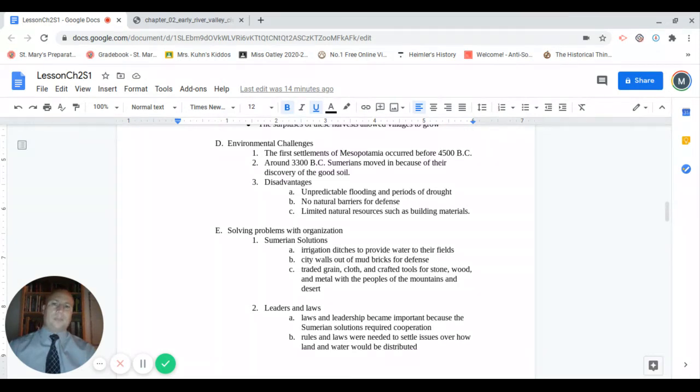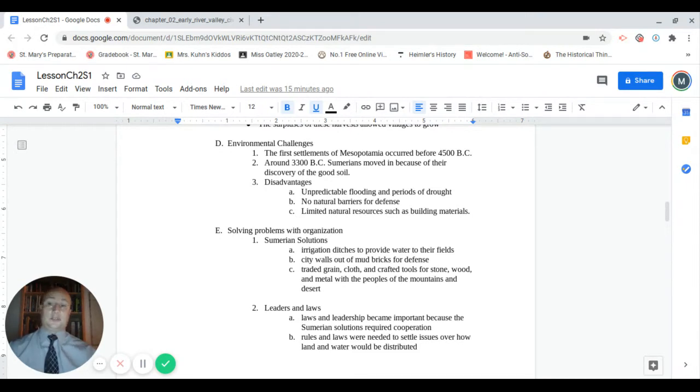Now, to solve the problem of limited natural resources, the Sumerian people traded. And some of the things that they traded were the things that they had that others didn't. One of the things they had a great deal of was excess grain. And so they would trade that grain and cloth and some of the tools that they would make through metallurgy, which is basically blacksmithing or creating tools and weapons out of metals like copper, tin, eventually bronze. And they would trade those things for stone, wood, and metal that they didn't have from other peoples.